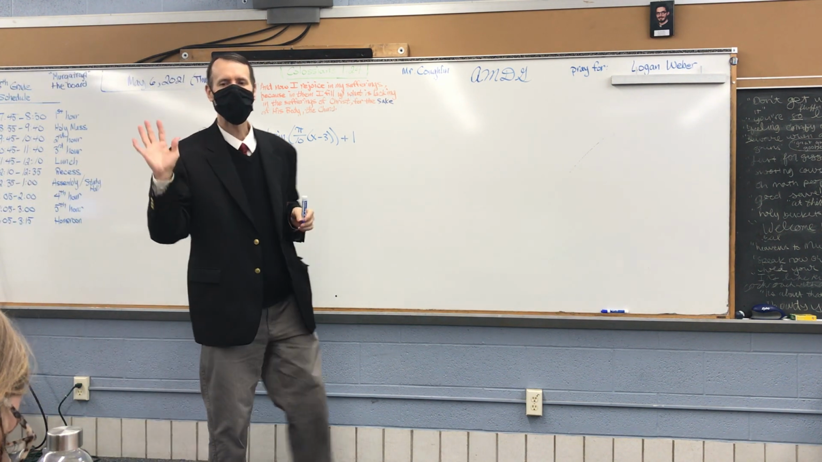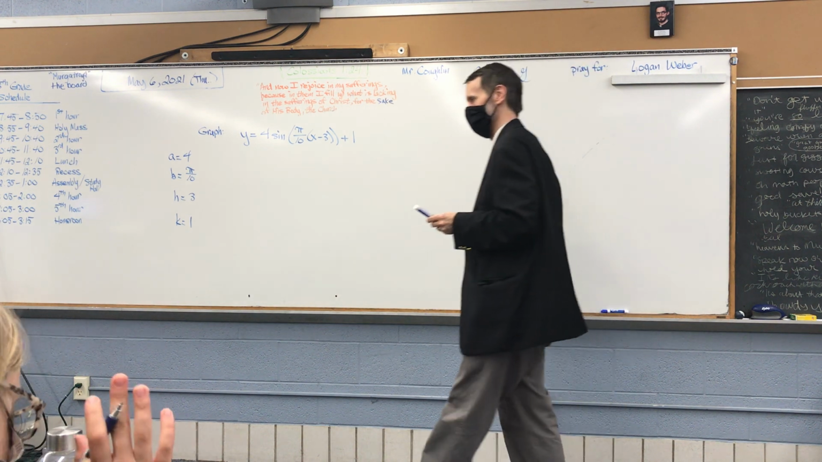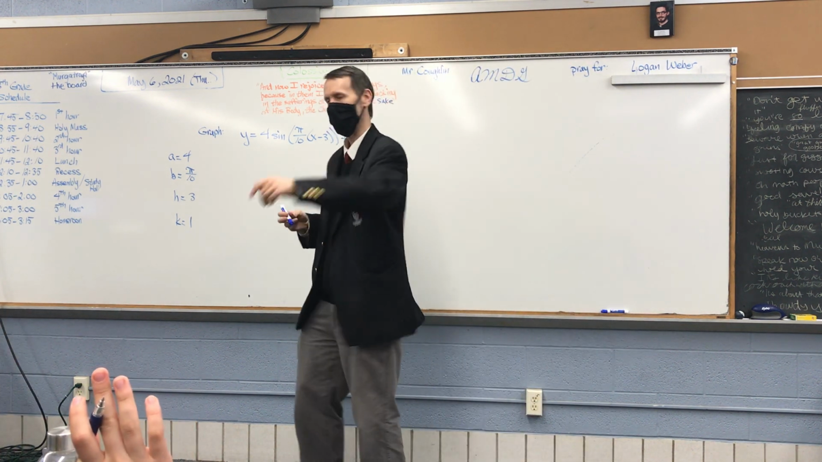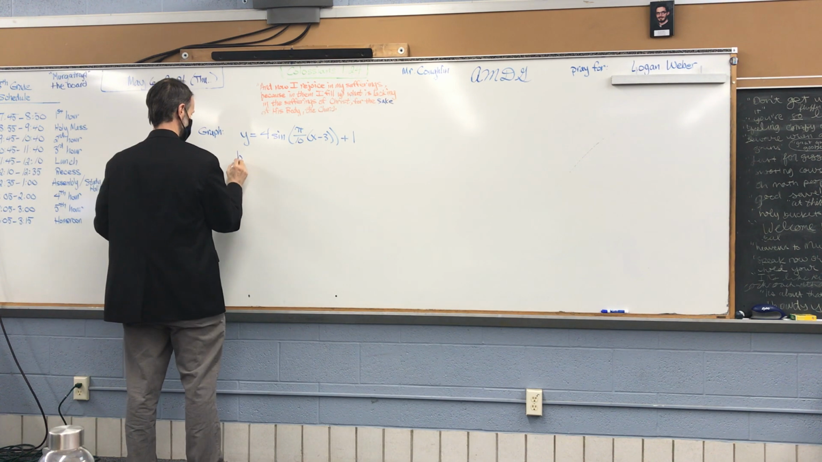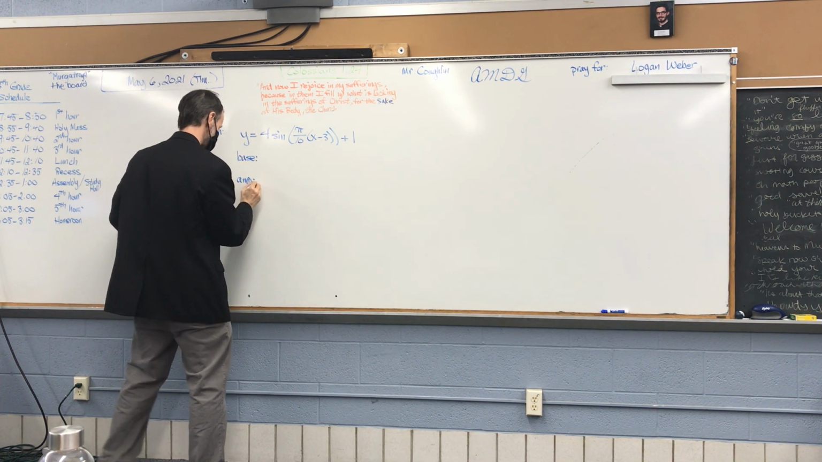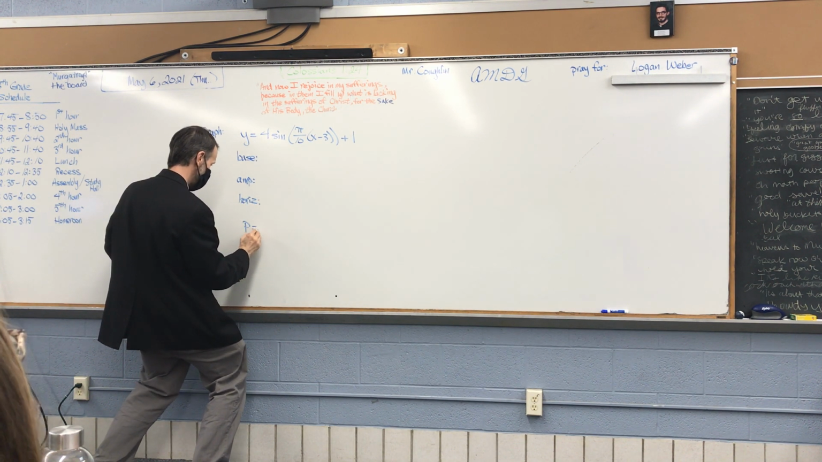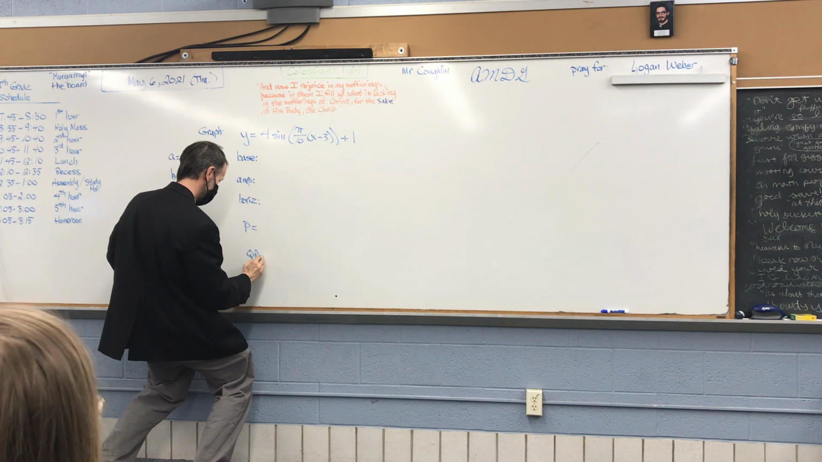Can anybody name the 5 parts of a cyclic graph? The 5 parts of a sinusoidal graph? Go. Baseline is first, amplitude, and then horizontal shift, okay. Period, and then quarter period, correct.